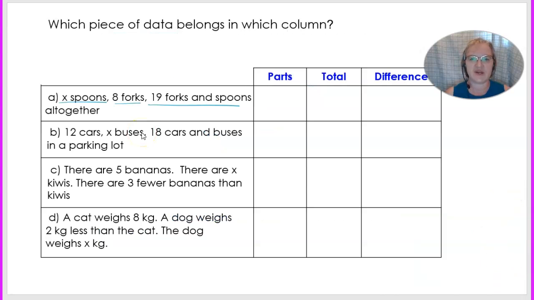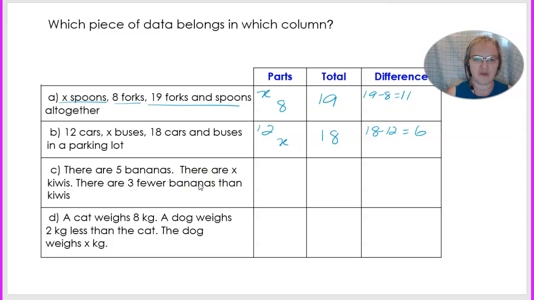On this slide, we're trying to figure out which piece of data belongs in which column. So looking at the parts here, there's X spoons and 8 forks, and there's 19 forks and spoons all together. So to find the difference, we would want to do 19 minus 8, which would equal 11. In B, we have 12 cars and X buses. The total that we have for both of them is 18. Taking 18 minus 12, the difference will equal 6.